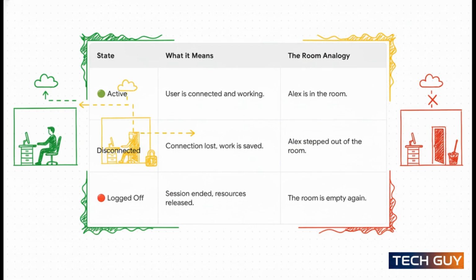First up, you've got the active state. That's our green light. You're connected, you're working. Simple. In our analogy, Alex is in the room. Then you have disconnected, the yellow light. This is what happens when you lose your connection, but your work is safely held right where you left it. Think of it as Alex just stepping out of the room for a minute.